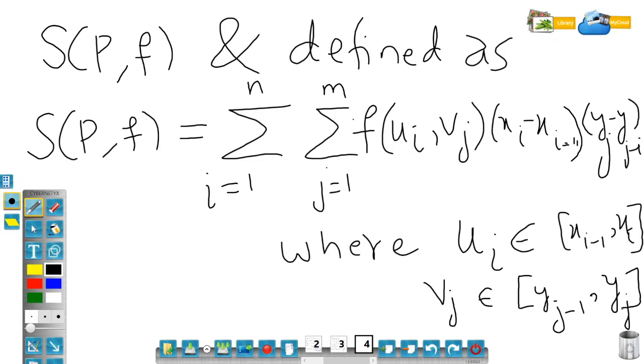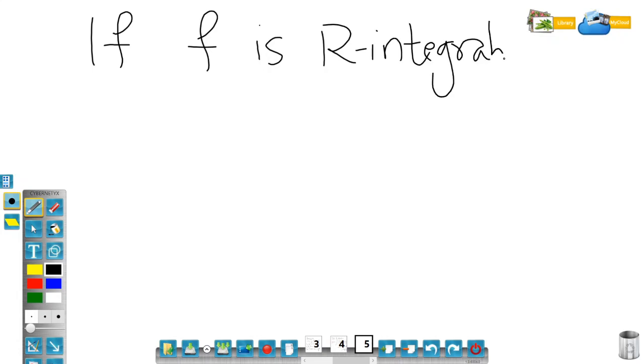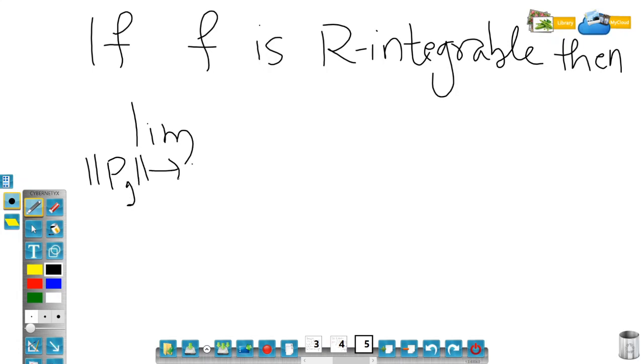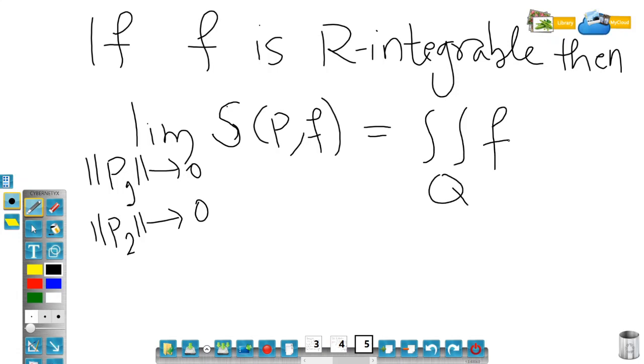Right. This was a Riemann sum, and if f is Riemann integrable, then the limit as norm P1 goes to 0 and norm P2 goes to 0, S(P, f) is basically your U(f) or L(f). Let me write that down also. So if f is Riemann integrable, then the limit as norm P1 goes to 0, norm P2 goes to 0, of S(P, f) is equal to the double integral over Q of f, which is the same as U(f), which is the same as L(f).